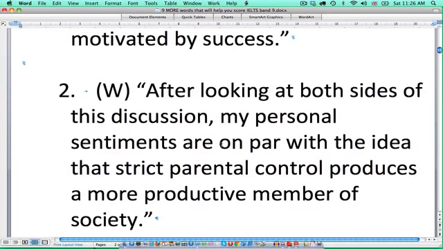Okay, and all you're saying here is that your feelings are similar to the opinion that you've looked at earlier in the essay, that strict parental control is better than more lenient parenting styles. Okay, so that's on par.